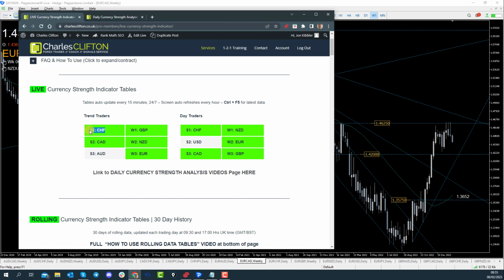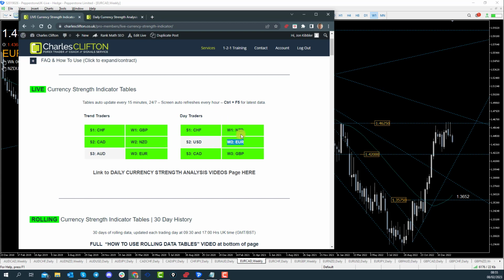Well, it's showing us that the Swiss franc is actually the strongest currency. We can see that is on both tables. That is followed by the Canadian dollar on the trend traders at S2. However, CAD is S3 on the day traders. On the weak side, we can see that the pound is the weakest from a trend trader's point of view, but only the third weakest on the day traders. The New Zealand dollar is the second weakest on the trend traders, but is the first weakest on the day traders. Euro is the third weakest on the trend traders and the second weakest on the day traders.